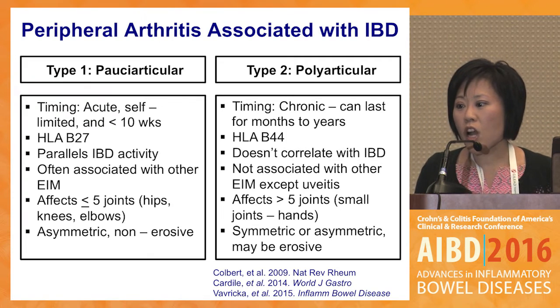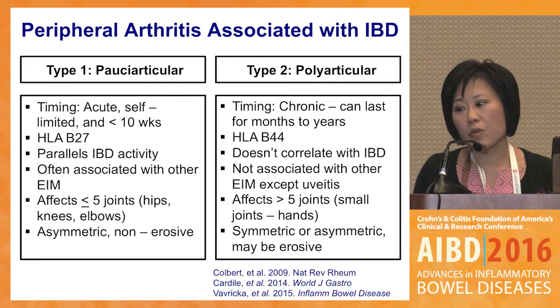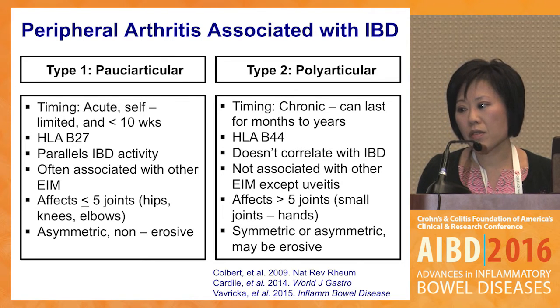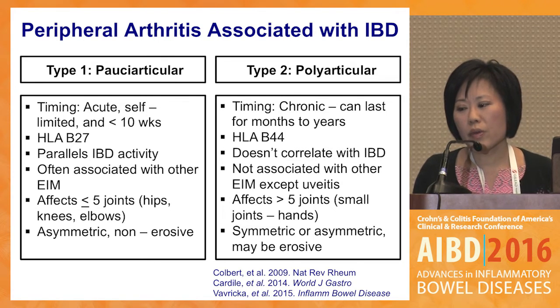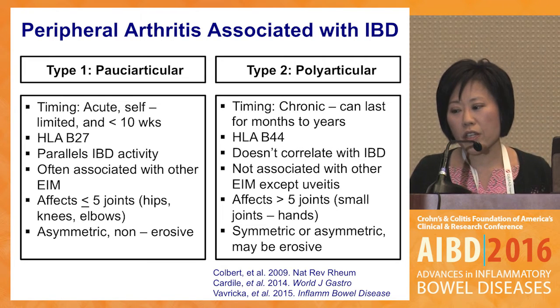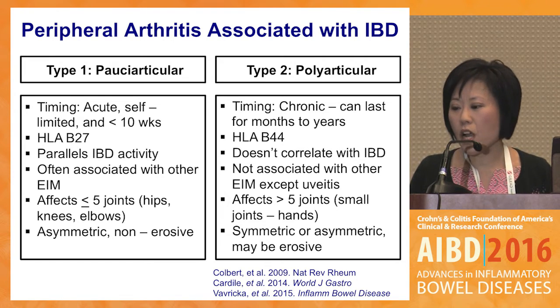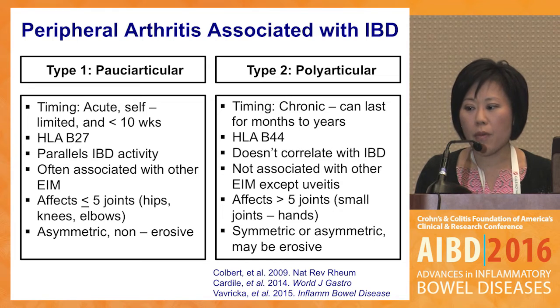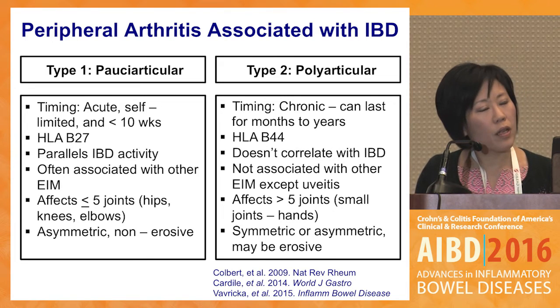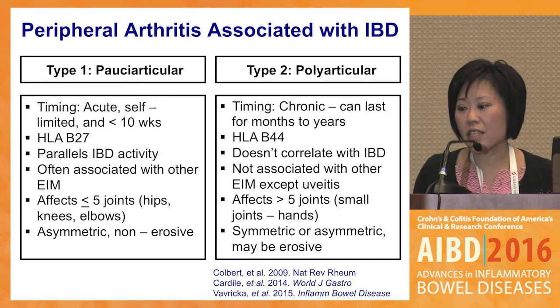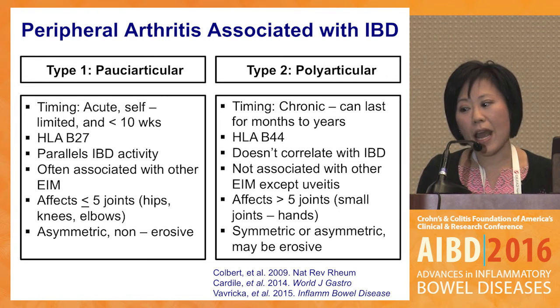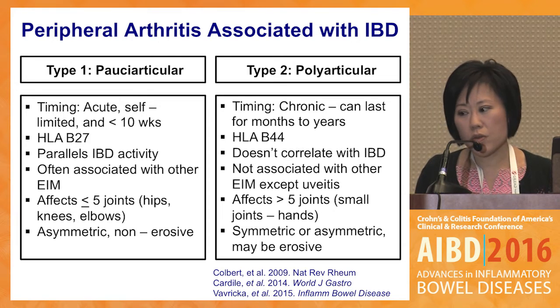And so when you talk about peripheral arthritides associated with IBD, you've got two types, both the pauciarticular and the polyarticular. So when we talk about type 1, usually acute, self-limited, less than a couple months, HLA-B27 positive, often parallels the IBD GI disease activity, usually associated with other EIMs, although it's not an absolute, affects less than 5 joints, and it's asymmetric but often non-erosive.